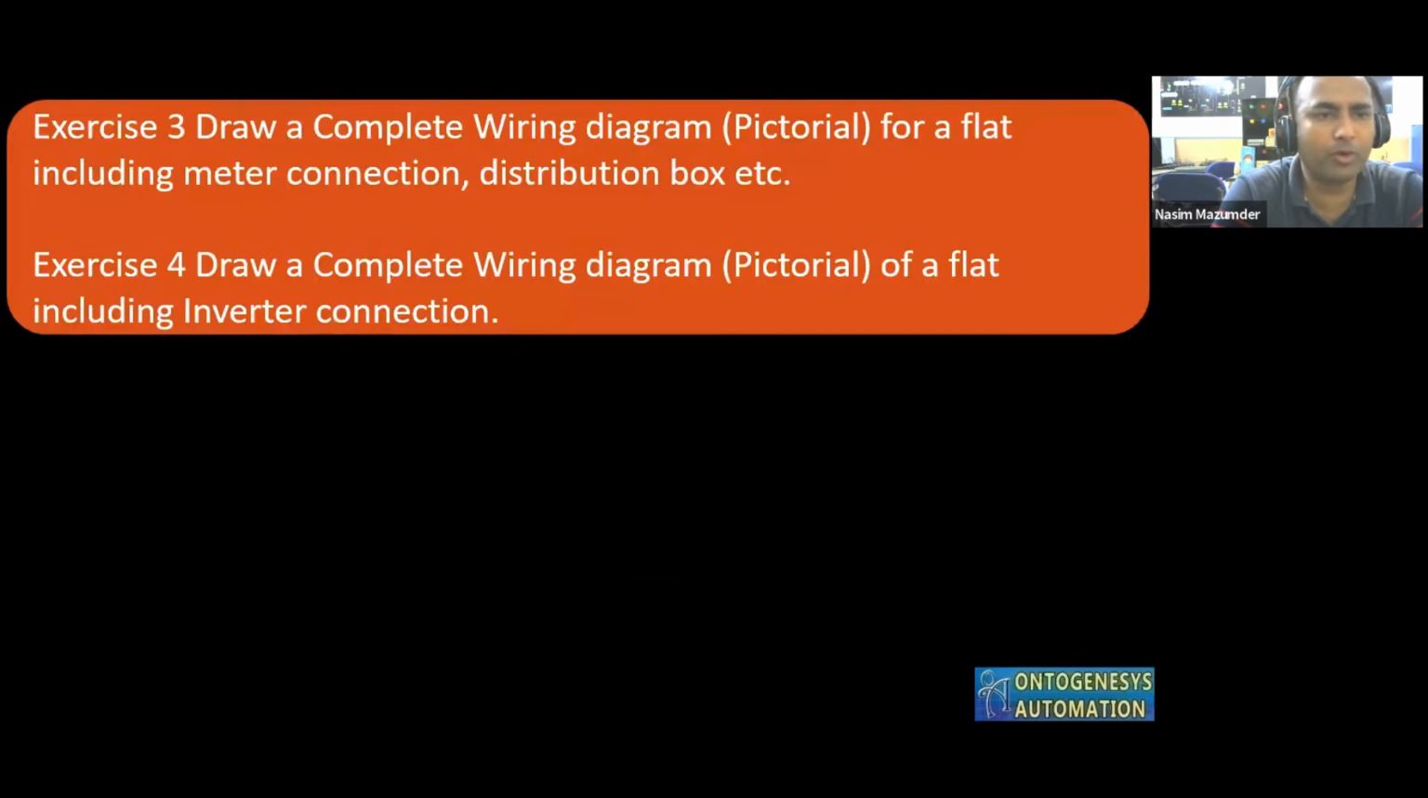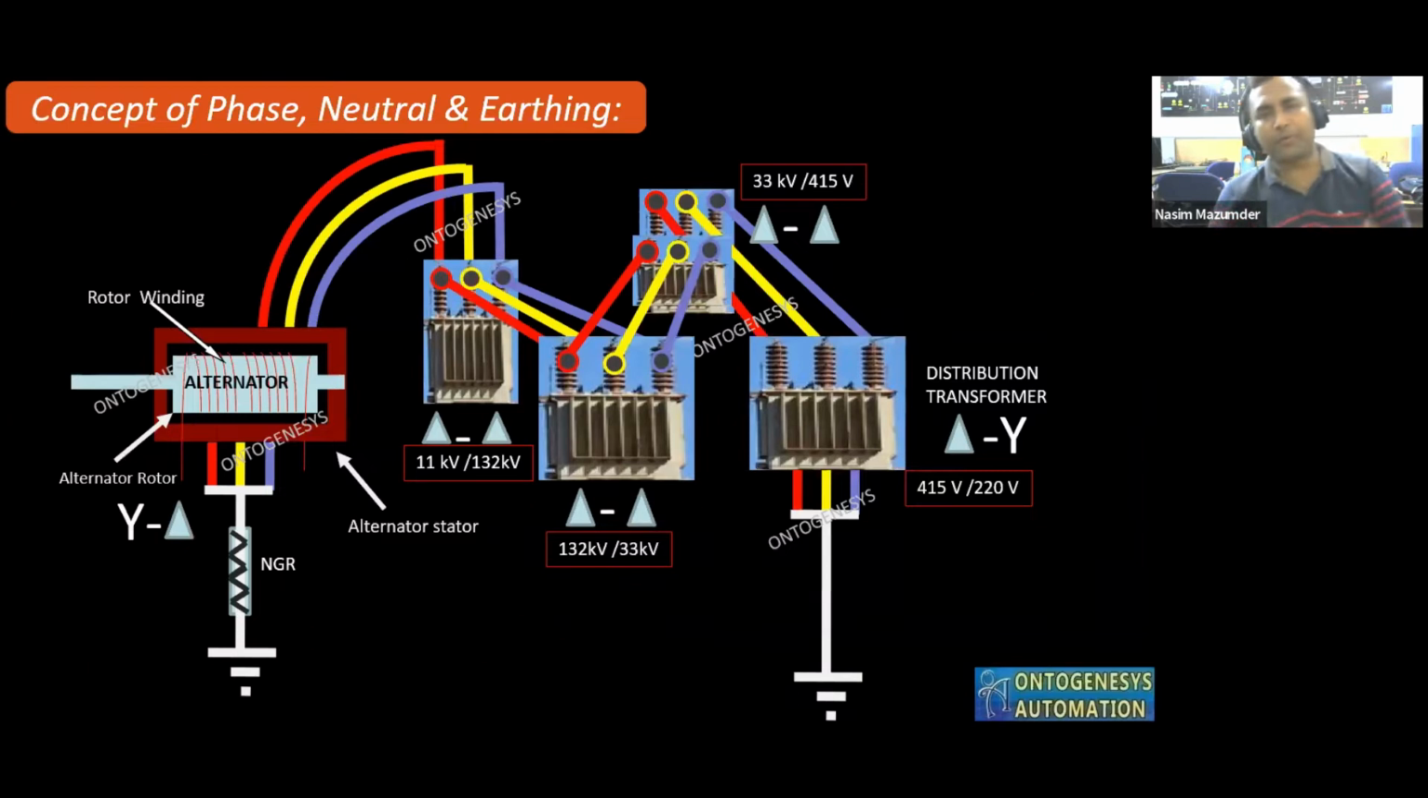So let me show you the concept of phase, neutral and earthing. I hope you people know, but some of you might not have the knowledge, so I am telling you. Suppose this is my generator. Since it is a three-phase generator, it will have 6 terminals, 3 terminals on one side and 3 terminals on the other side. The 3 terminals will be shorted and grounded or earthed through NGR. Through NGR we ground it, and then the other 3 terminals are connected with your power transformer.